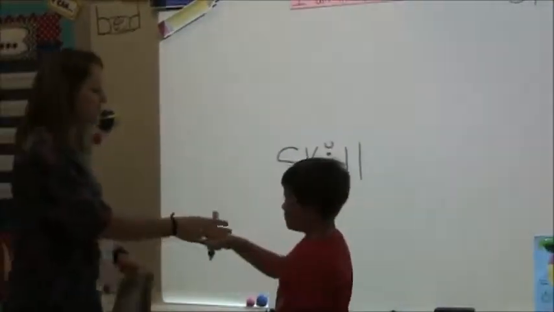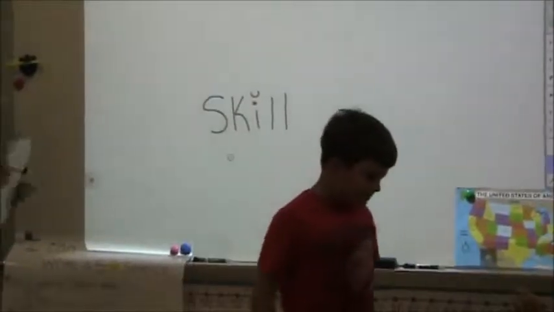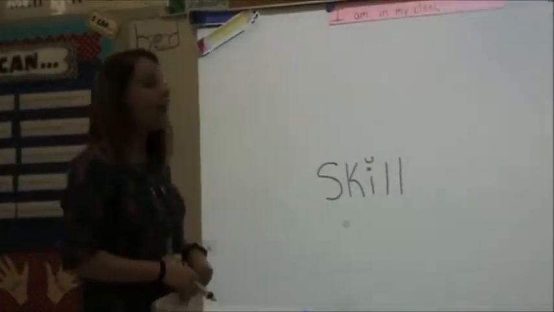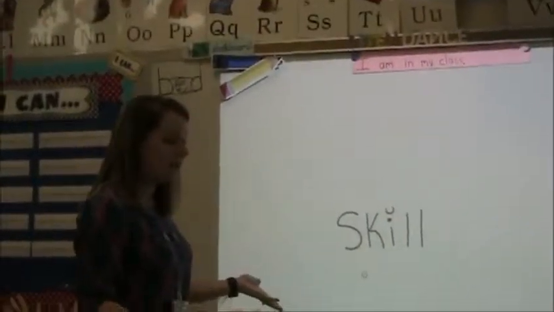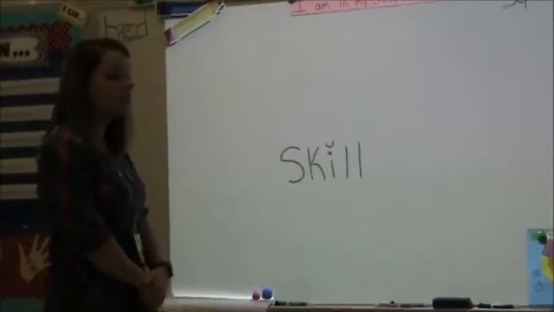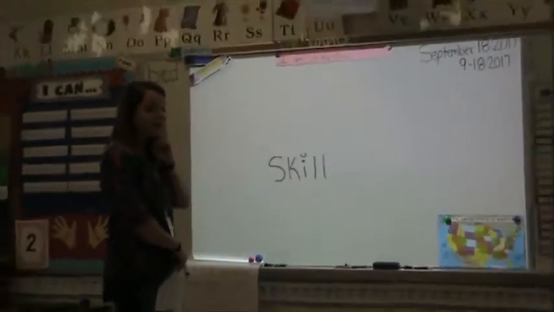Good, and what vowel did you code, Caleb? I. He coded the I, and what did he put on top? What mark did he put on top? A breve. A breve. So do we know if that's a short or a long I? Short. It is the short I. So what does the I say, everybody? Tell your neighbor what sound that I makes.